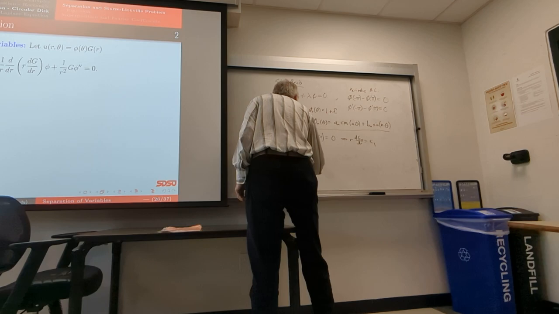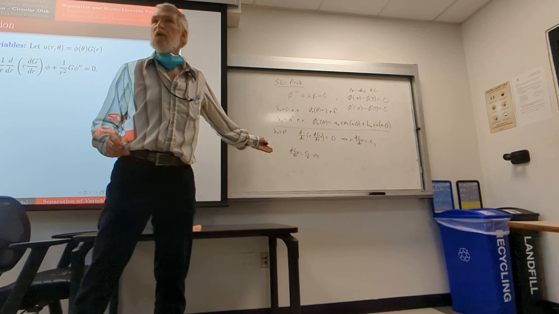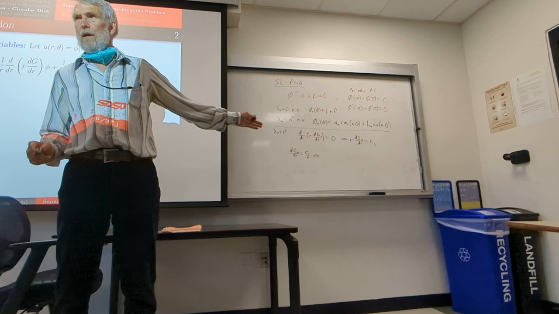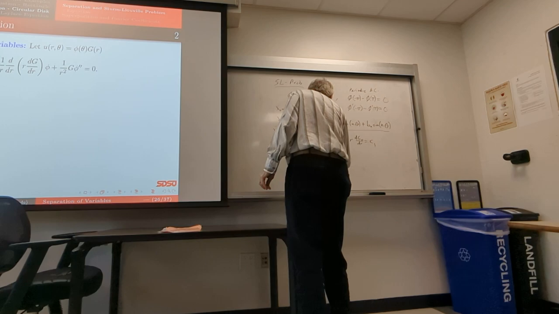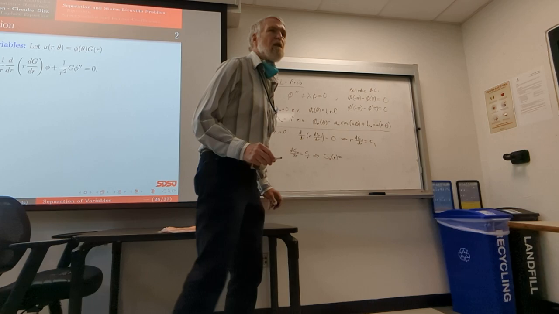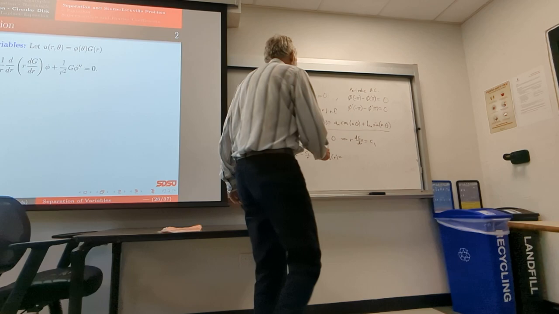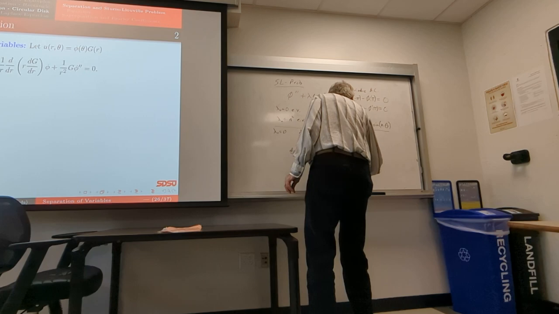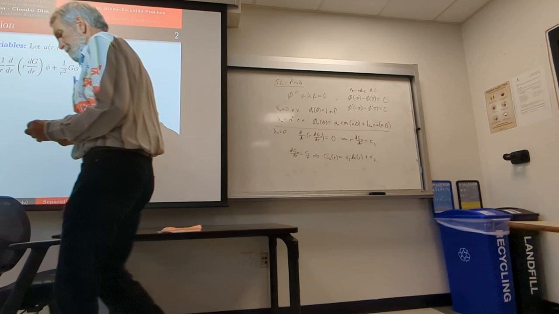Again, total derivative is equal to a function of r. We can integrate this, can't we? And we're going to get g0 of r. What about integrating c1 over r? Okay, we're going to get a c1 natural log of r plus a c2.